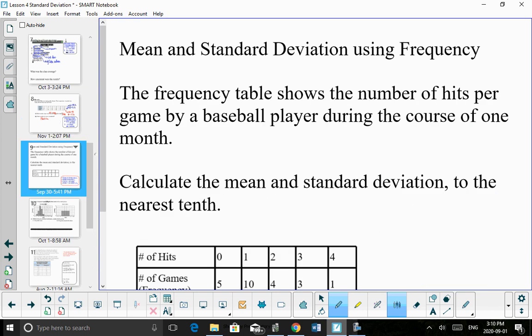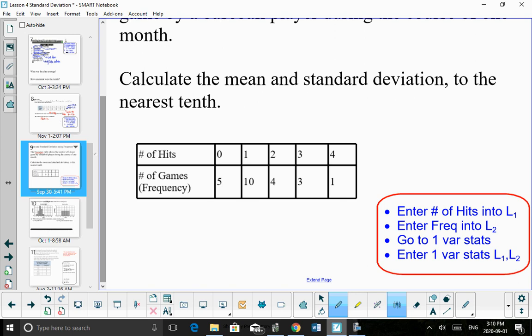Okay, what happens when we have frequency? We've talked about frequency graphs. Now we need to talk about frequency when we calculate standard deviation. It says the frequency table shows the number of hits per game by a baseball player during the course of 1 month. Calculate the mean and standard deviation.